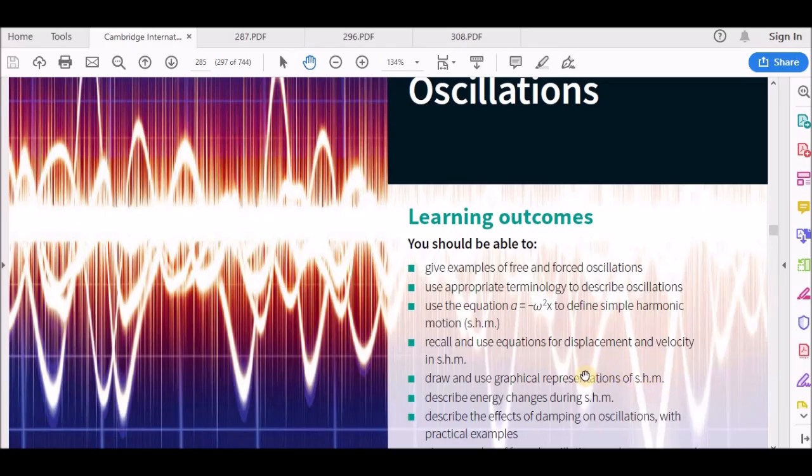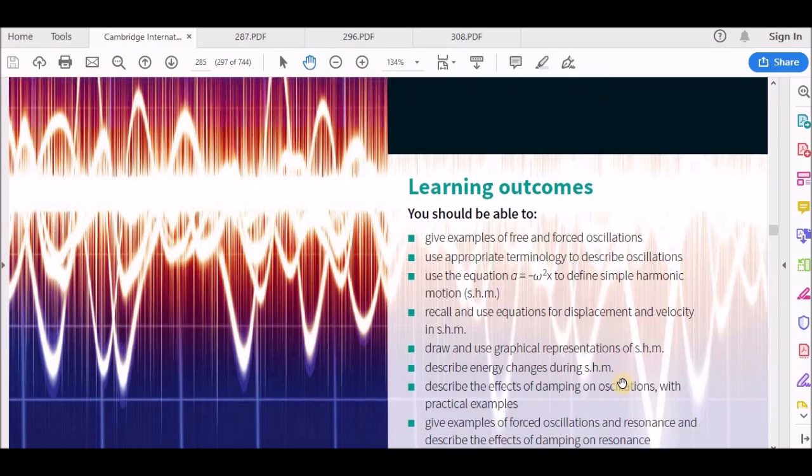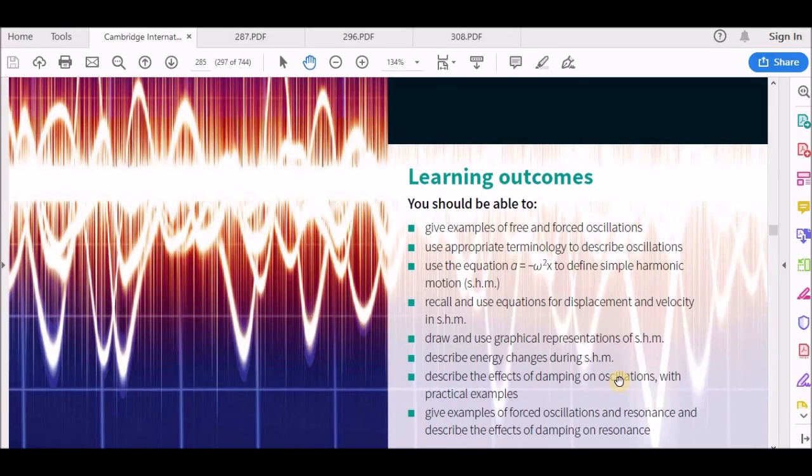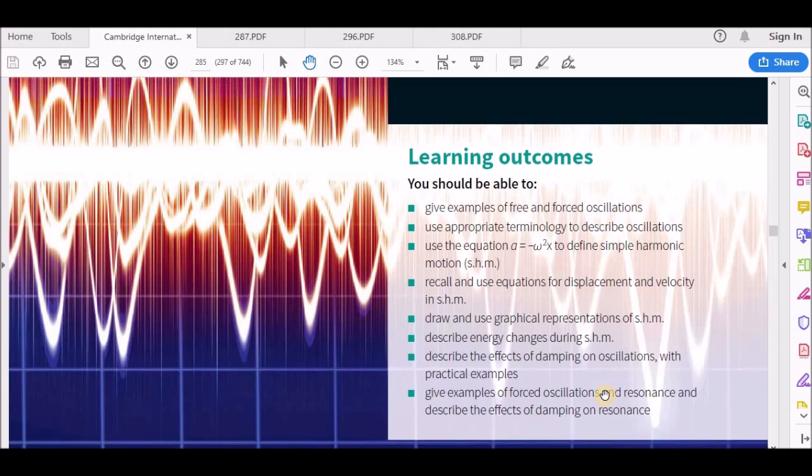We will learn what simple harmonic motion is. In short, we use SHM for simple harmonic motion, and describe energy changes during simple harmonic motion. So you will see what simple harmonic motion is. There is a conversion of energy from gravitational potential energy to kinetic energy, and again kinetic energy to potential energy. Describe the effects of damping on oscillations.